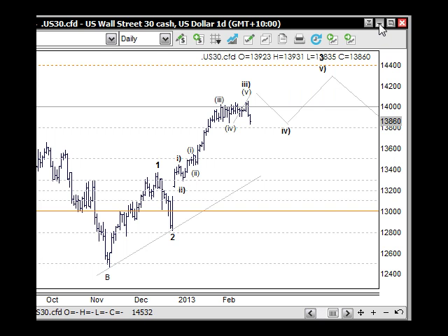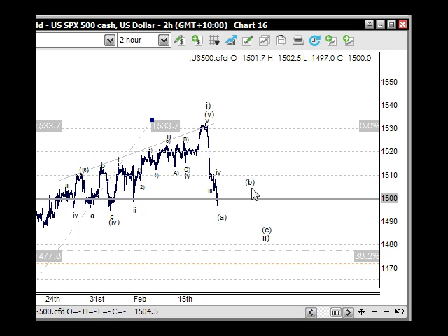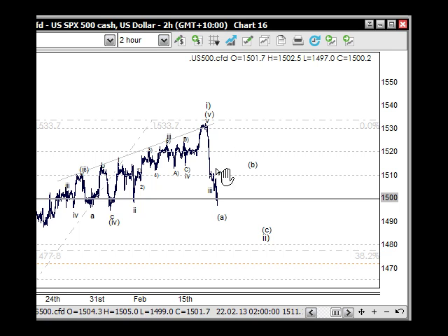So if we can have a smaller view of this here. This is the S&P 500, just a 2-hour chart. The strong move down from the Fed's meeting, we can consider that wave A, and we'd be looking for wave B. Wave B normally pulls back 61.8% of the wave A. This wave A is just basically finished now.